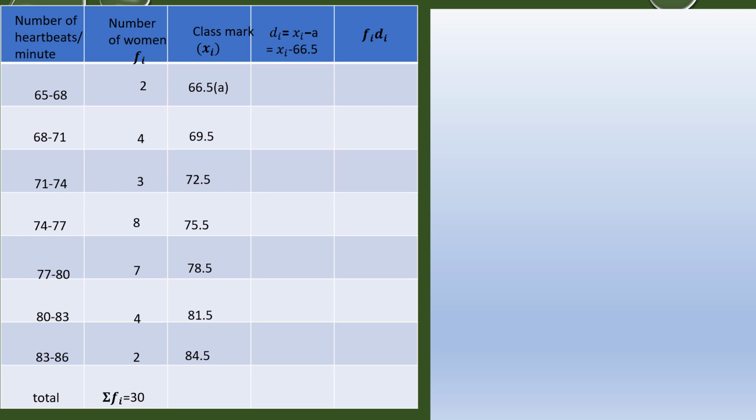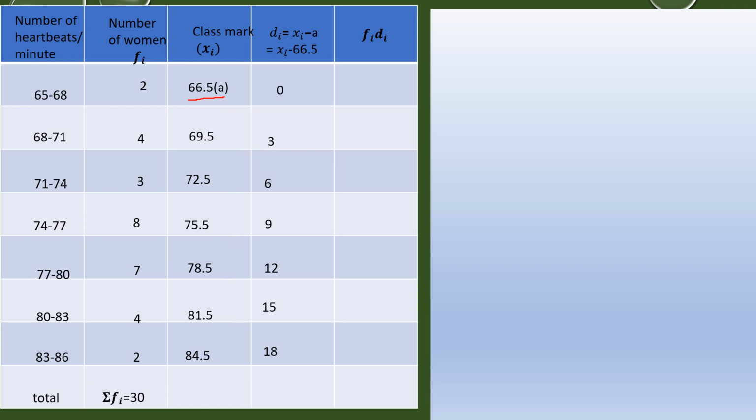For example, now I have taken the first class mark as the assumed mean. What is the deviation? xi minus a. That means 66.5 should be subtracted from all observations. If you take the first one, 66.5 minus 66.5, you will get 0. Now the second one, 69.5 minus 66.5, you will get 3. It is similarly nothing but adding the class interval again. 3 plus 3, 6, 6 plus 3, 9, 9 plus 3, 12, 12 plus 3, 15, 15 plus 3, 18.